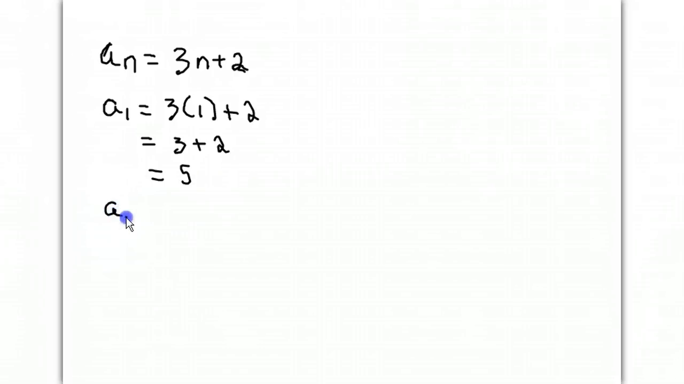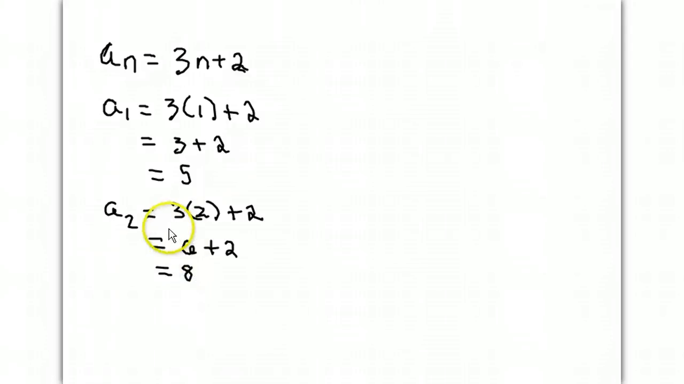Okay, a2. For a2, you simply replace all the n's with a 2, so it'll be 3 times 2 plus 2, which will be 6 plus 2, which will come out to 8. So a2 will be 8. a3, if you try to calculate a3, a3 will be 3 times 3 plus 2, which would be 9 plus 2, which comes out to 11.